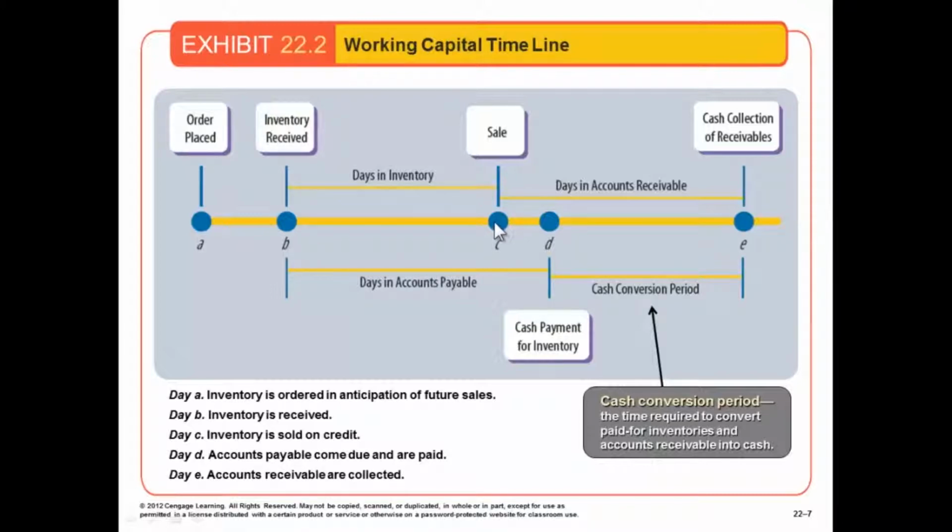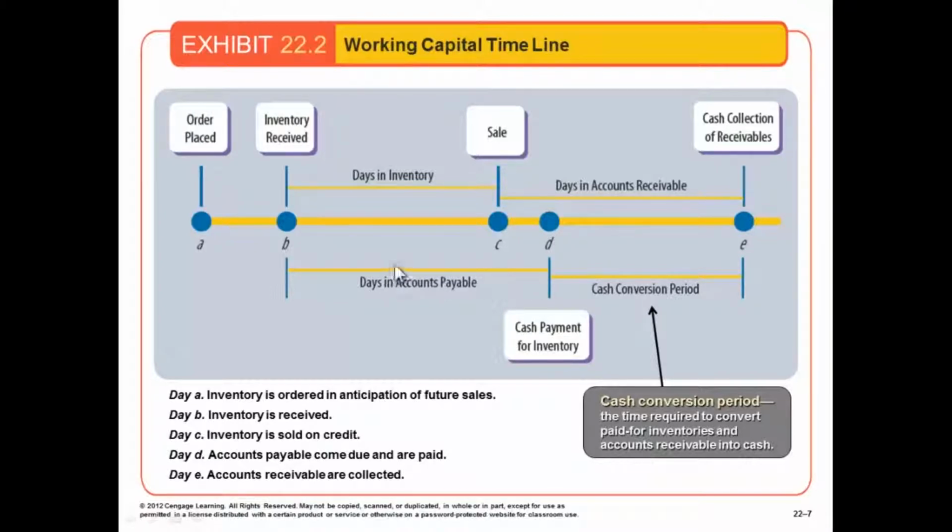It is ultimately sold. That's the days in inventory. And then we ultimately pay for that inventory. That's point D. And then at some point in time, if we sold that inventory on credit, we collect the money for that inventory that we sold. That means cash collections of receivables. That's point E. The days in accounts payable is the time period from when we receive inventory that we've ordered till the time that we pay for that inventory right here, point D. That's days in accounts receivable.